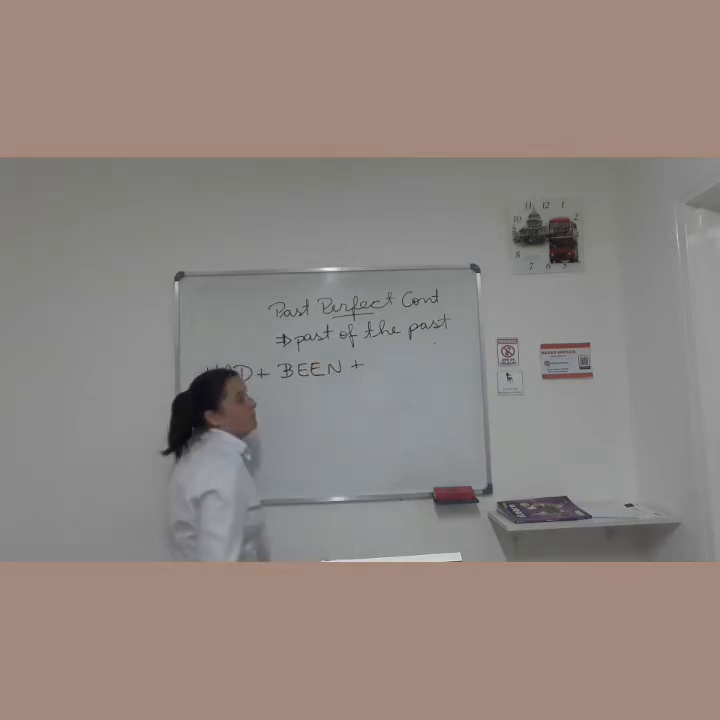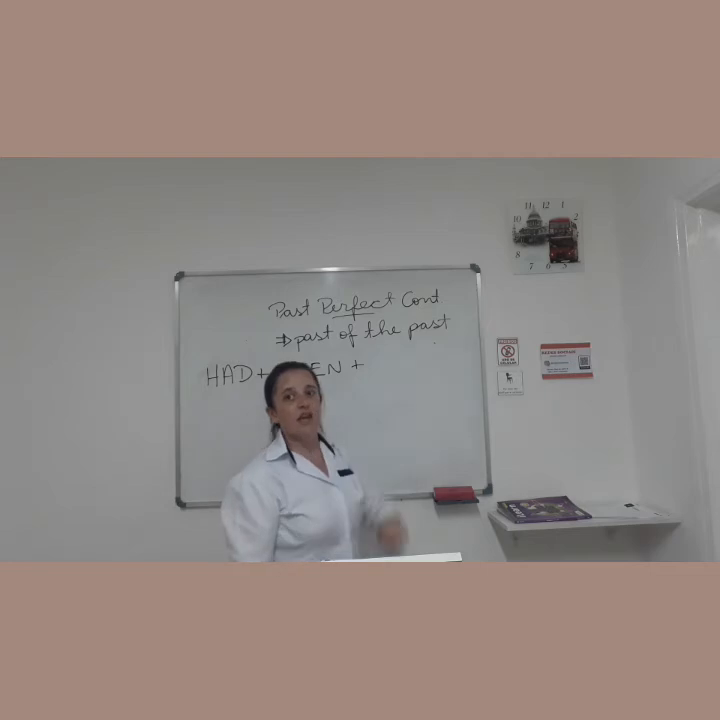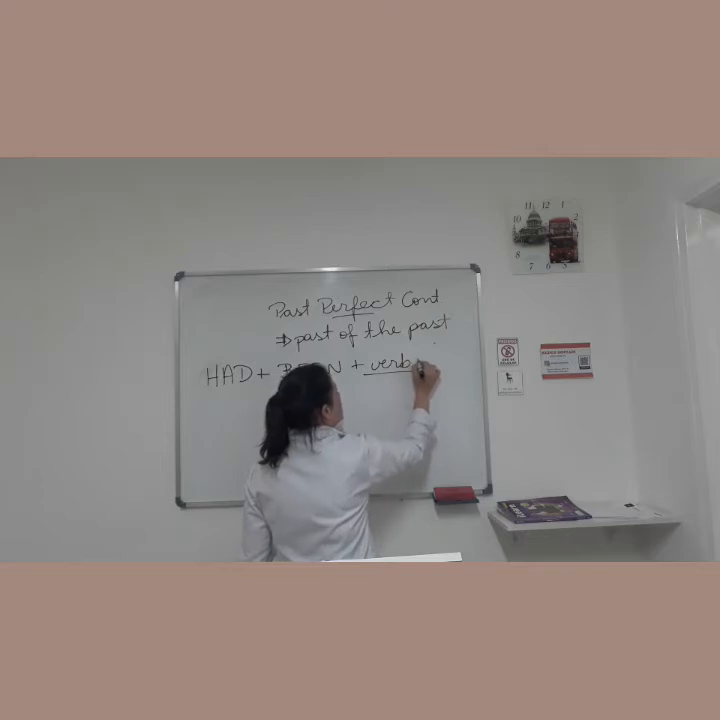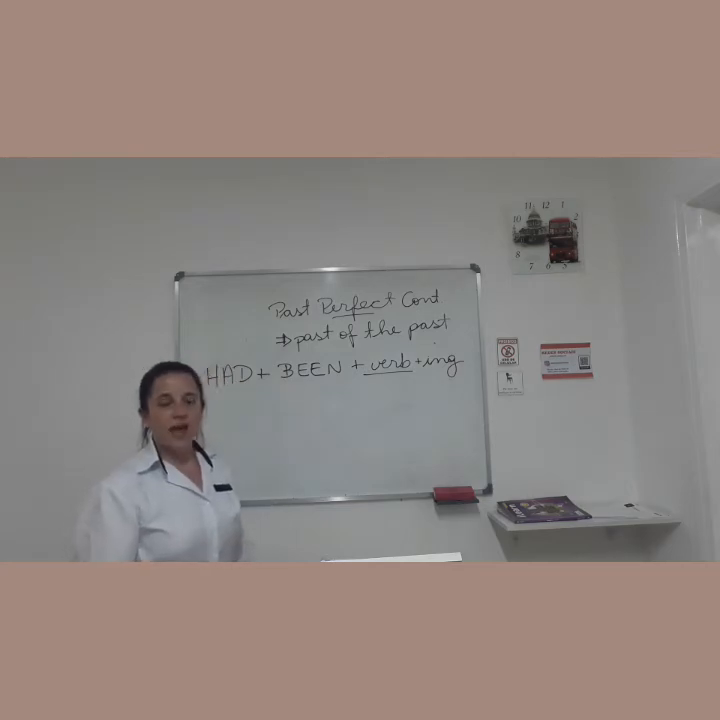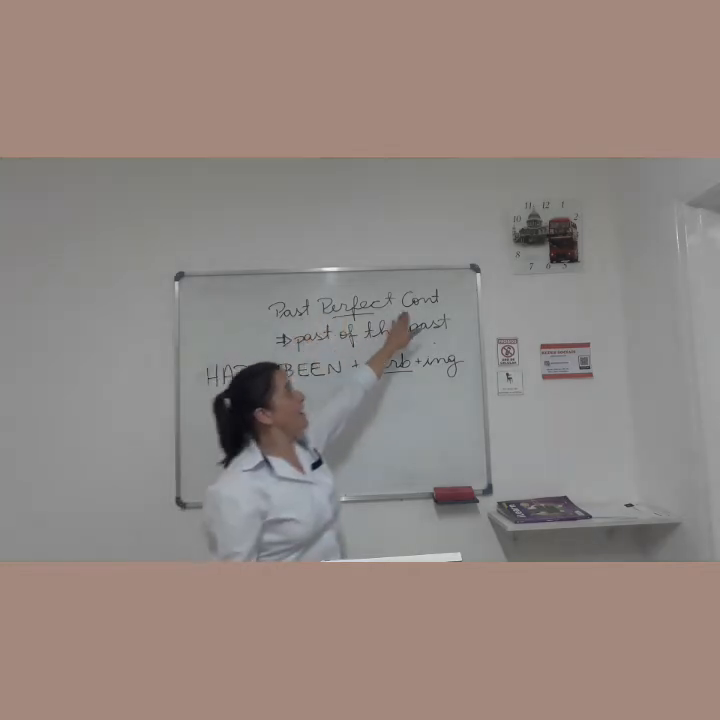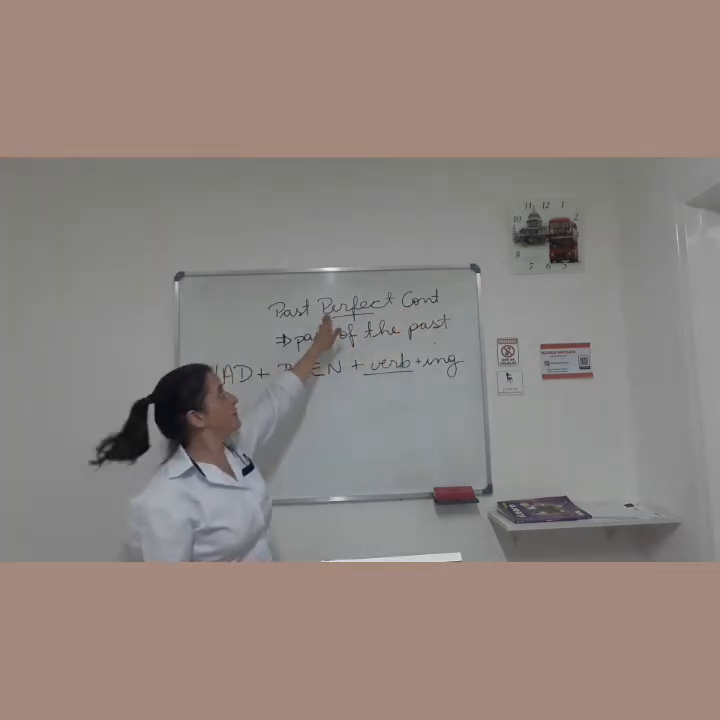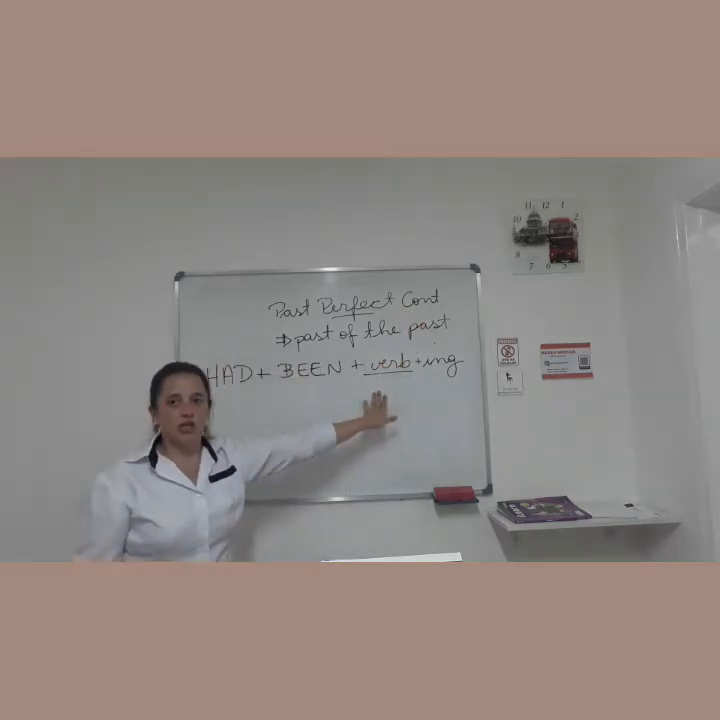What's missing here, people? I still need the verb with ing. Okay? So, whatever verb we want here with ing. Okay? So, I have all elements that are required to be a perfect tense and a continuous tense. I have the auxiliary have. I have the past participle, I have the verb to be, and I have the verb with ing. This is the construction. Okay?